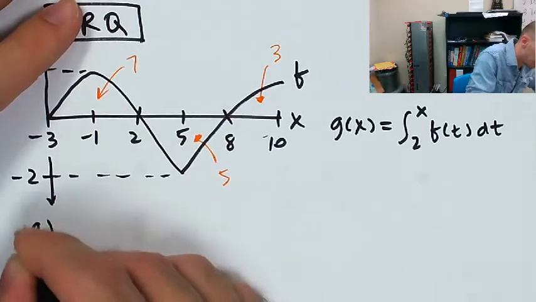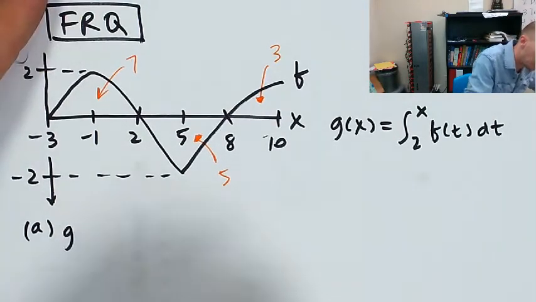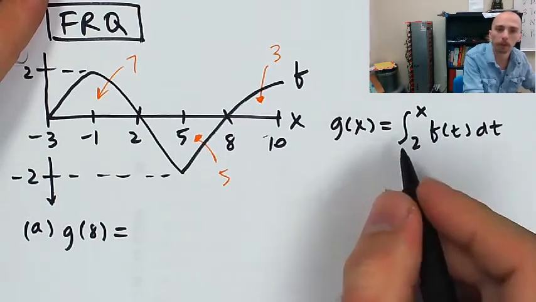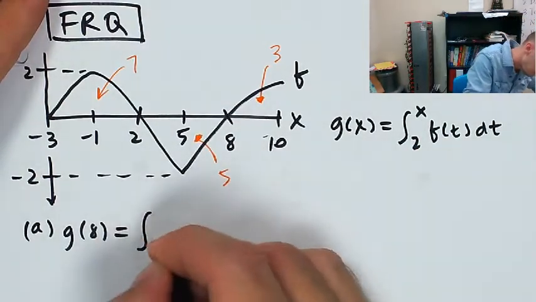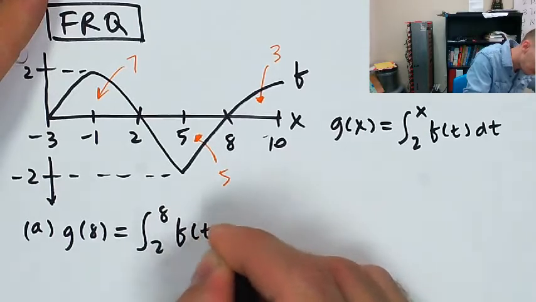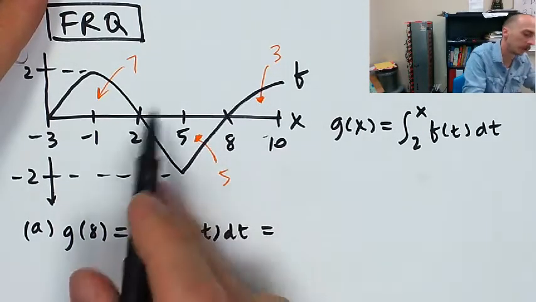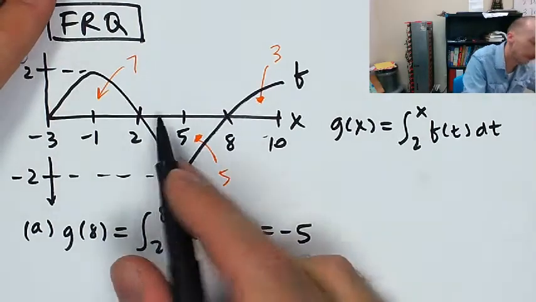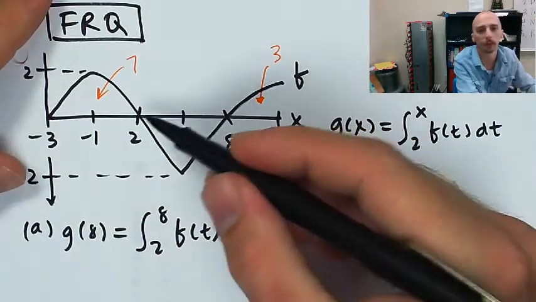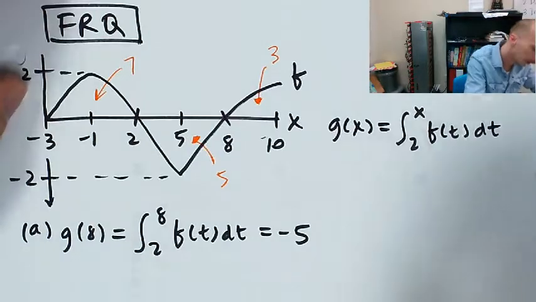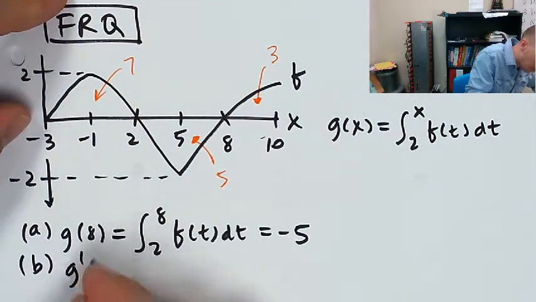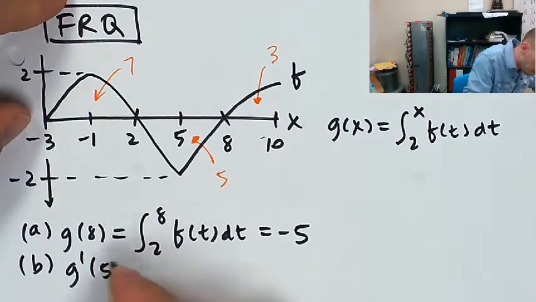Okay, some questions I can ask. First of all, I think just what is g of 8? G of 8 is the integral from 2 to 8 of f. And so it's going to be -5. The amount of area, the net signed area under the graph of f between 2 and 8 is going to be -5. Okay, I could ask you for g prime of 5.